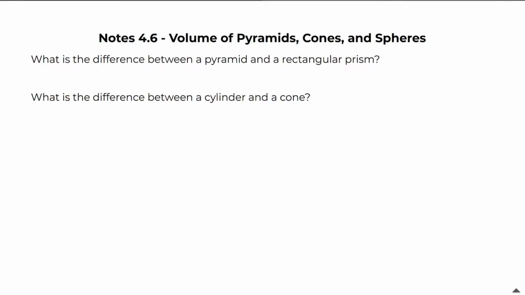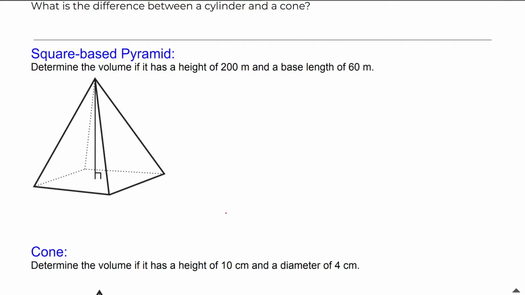Hi everyone. Notes 4.6 are on the volume of pyramids, cones, and spheres. And the first thing I want to talk about is the difference between a pyramid and a rectangular prism. So a pyramid still has that square base, and you can see that base in this picture right here, but then it comes up to a point.